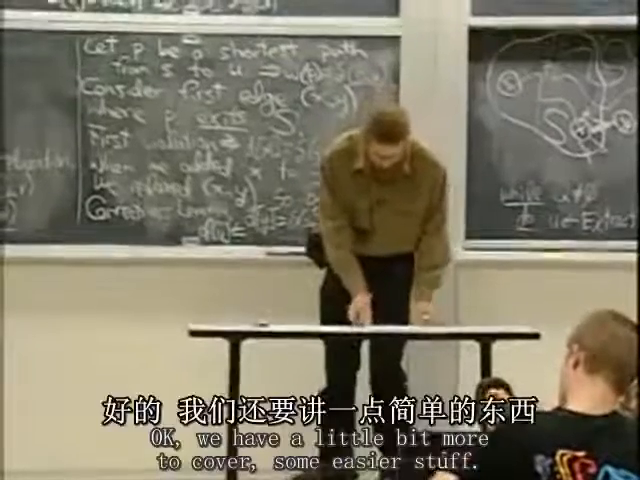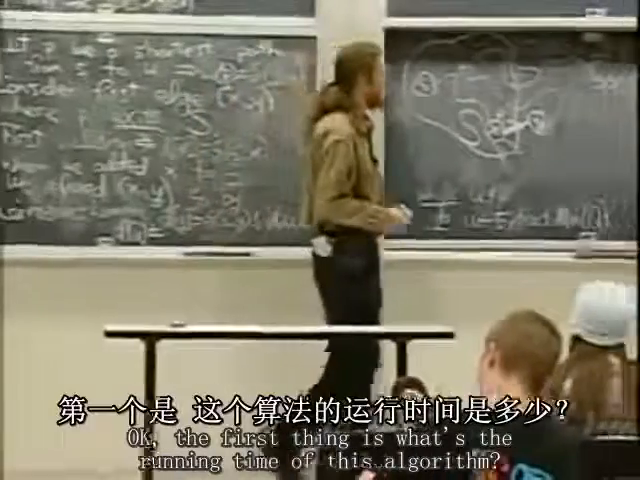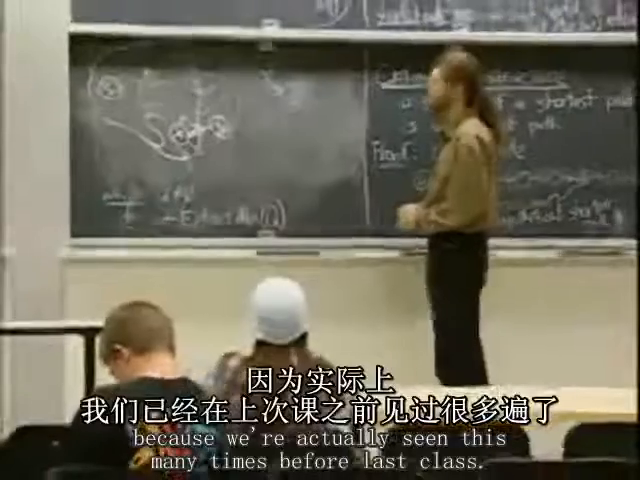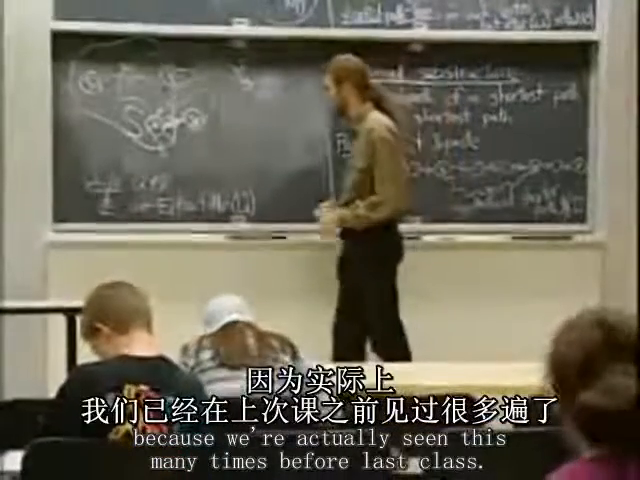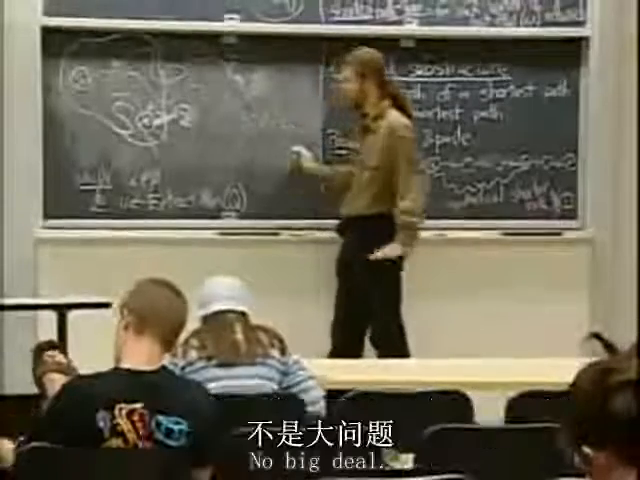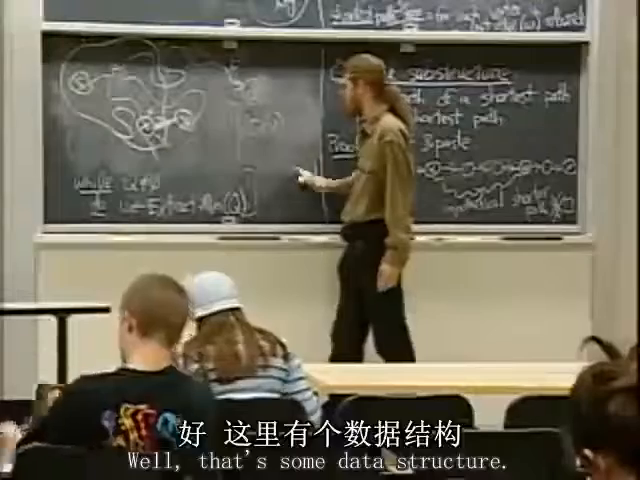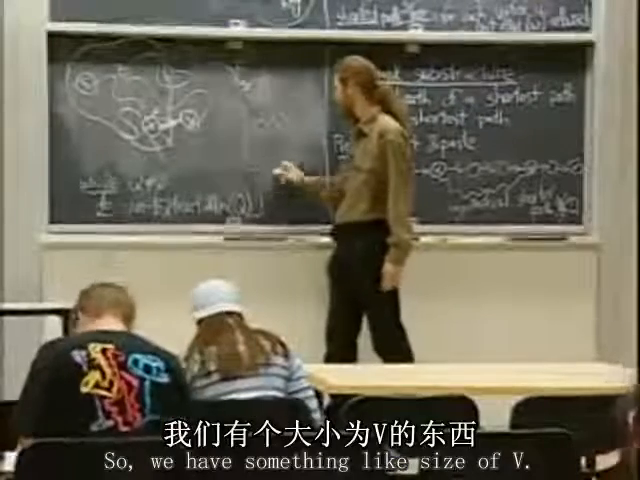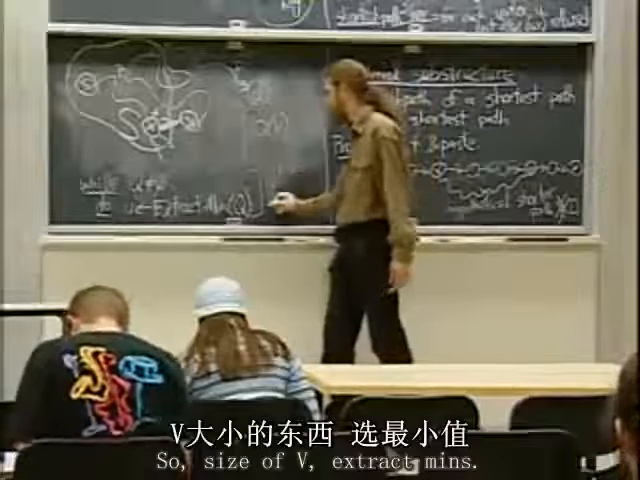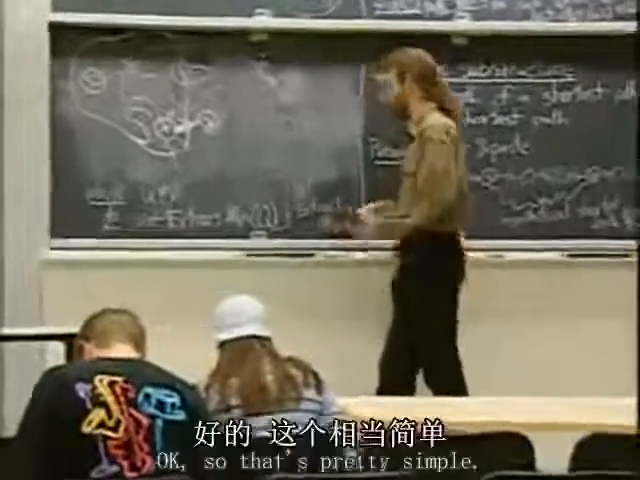Okay, we have a little bit more to cover. Some easier stuff. Okay, the first thing is what's the running time of this algorithm? I'll do this very quickly because we've actually seen this running time before in last class. There was some initialization. The initialization, which is no longer here, is linear time. No big deal. Okay, extract min. Well, that's some data structure. So we have something like size of V. Every vertex we extract the min once, and that's it. So there are size of V extract mins. Okay, so that's pretty simple.